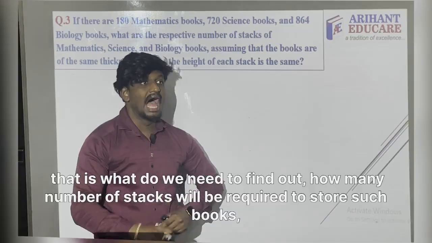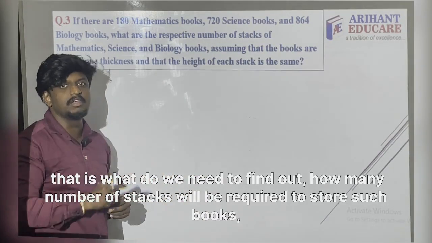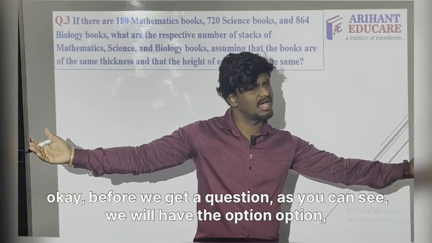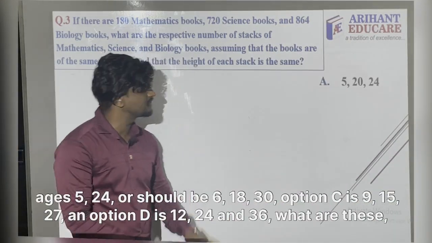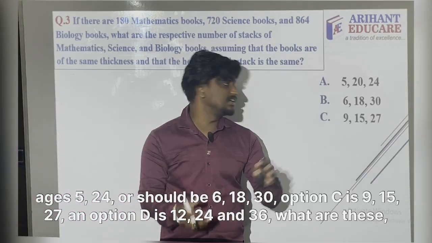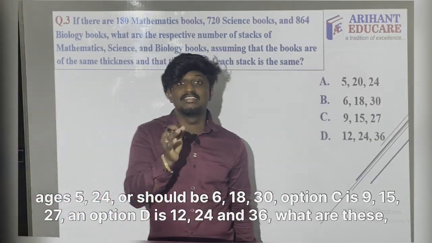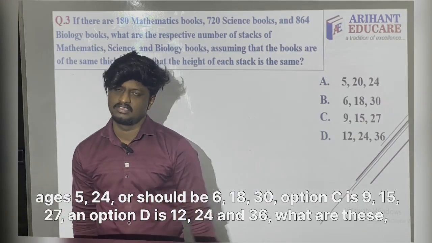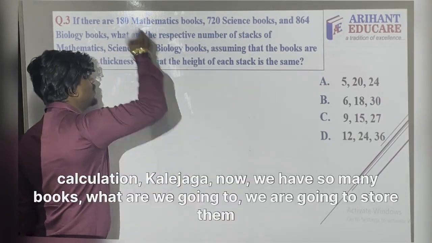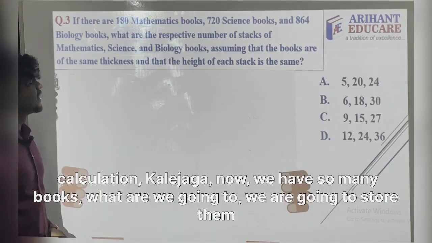What do we need to find out? How many number of stacks will be required to store such books? Okay. Before getting to the question, as you can see, we'll have the options. Option A is 5, 20, 24. Option B is 6, 18, 30. Option C is 9, 15, 27. And option D is 12, 24 and 36. What are these? These are the respective number of stacks. Let's understand the question. So let's have a calculation ke liye jaga.